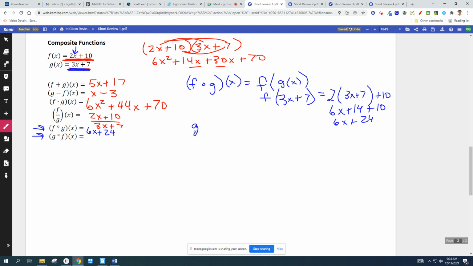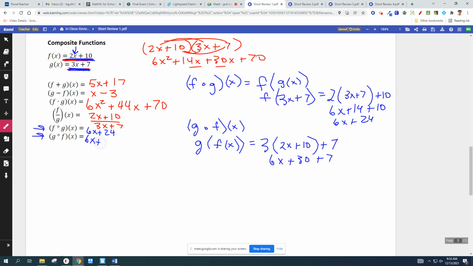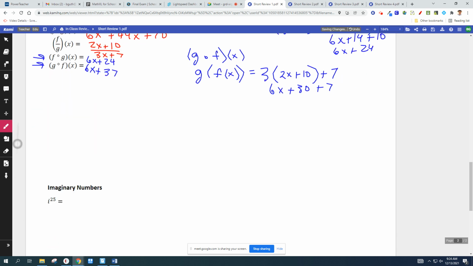And so g of f of x just says we're going to plug f of x into the g function. So f of x is 2x plus 10. We're going to plug that into the g function. 3 times something plus 7, plug in 2x plus 10. That's 6x plus 30 plus 7, 6x plus 37. Composition.